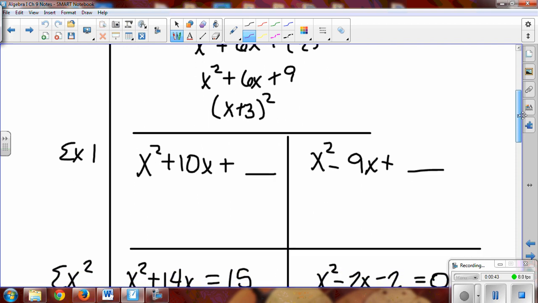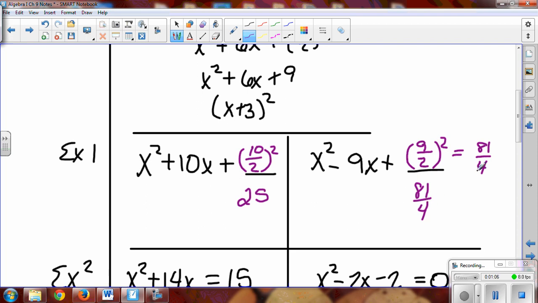So in example 1, what do we need to add here? We're going to take 10 divided by 2 squared, so that'll be 5 squared or 25. We need 9 divided by 2 squared, which is 4.5 squared. You can also do it as 81 over 4, and in fact, you're going to want to have it as 81 over 4. The reason being that these are both perfect squares, and you're going to need that later.